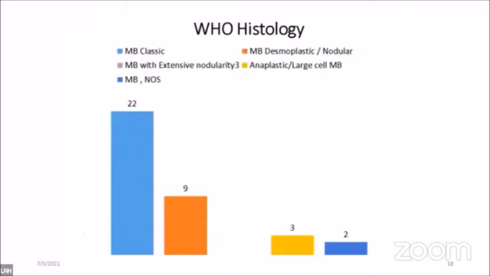On histology, 22 were classic medulloblastoma, 9 were desmoplastic nodular type, only 3 were anaplastic, and 2 were the diffuse one.